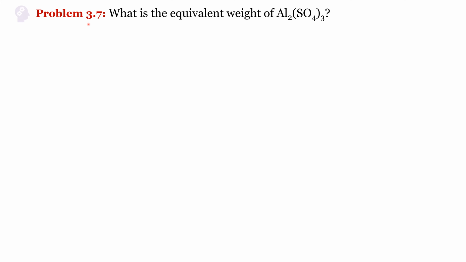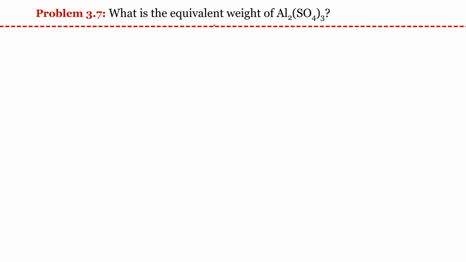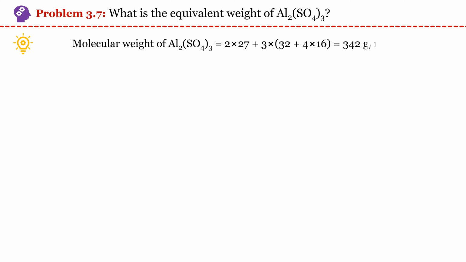Now problem number 3.7. What is the equivalent weight of aluminum sulfate? Here we need to find the equivalent weight. We can write the equivalent weight equal to the molecular weight divided by N factor, and the molecular weight of the given compound will come out as 342 gram per mole. So we can find out the N factor.